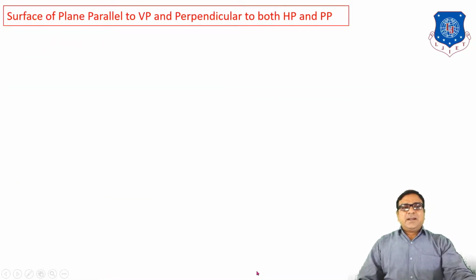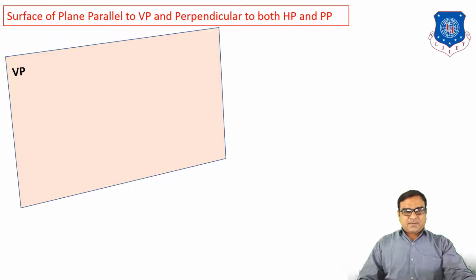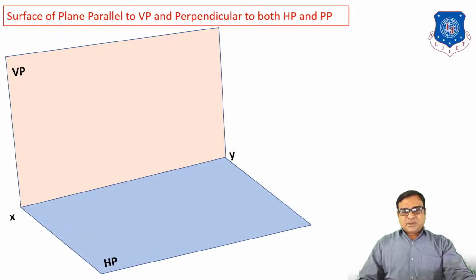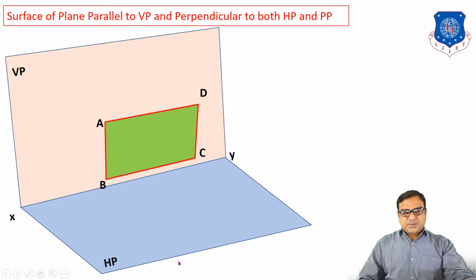Okay. Let's see another condition, when the surface of the plane is parallel to VP and perpendicular to HP. So this is the vertical plane, horizontal plane, XY line, and now our plane is placed in the first quadrant in such a way that the surface of the plane is parallel to VP and perpendicular to HP.